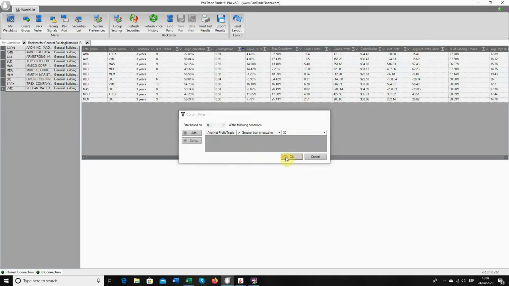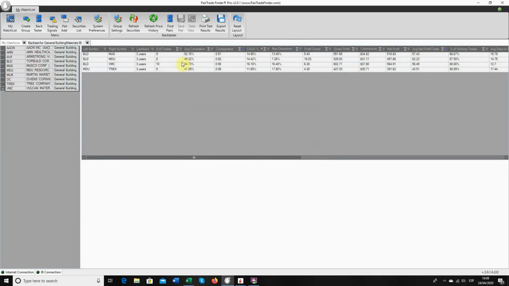Okay, because we're only trading at 1,000 a side. And if we do that, we see we have 4 great co-integrated pairs. They all have more than $30 average net profit a trade, and 3 of them have greater than 80% average winning trades. The one I like the best is probably BLD MDU because it's got a great compound annual growth rate. It's co-integrated. It's got 50% correlation, and most importantly, it's got a very low max drawdown. So it's a good reward risk.